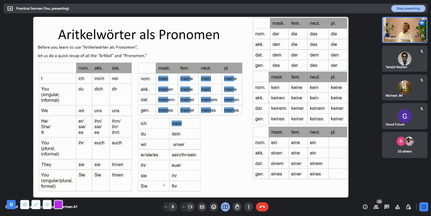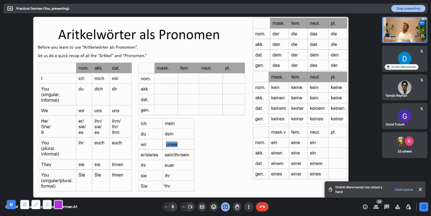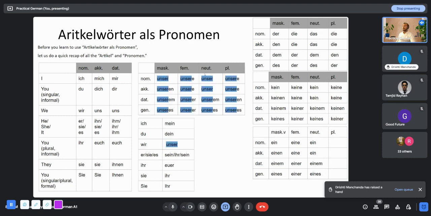Okay, anyone wants to read? Maybe it's for some practice. Yeah, this one. Please read this table. Okay. Unser, unsere, unsere, unseren, unsere, unserem, unserer, unseren, unseres, unseres.